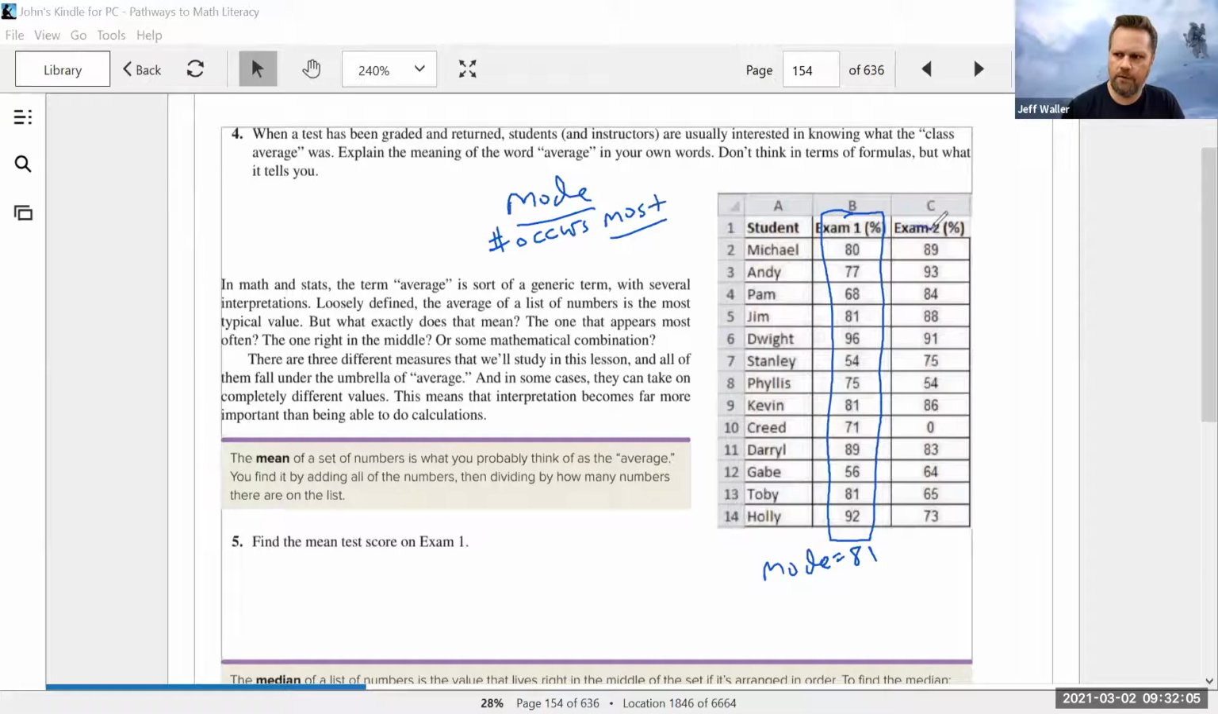Is there a mode for exam 2? I don't think so. Is there? I don't see one. Does anyone see anything that occurs more than once? No. So no mode.